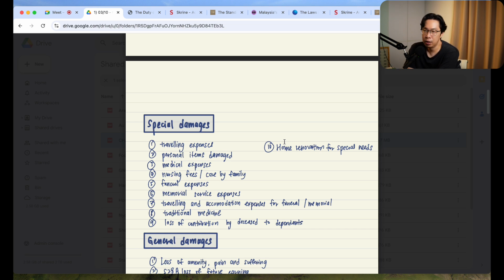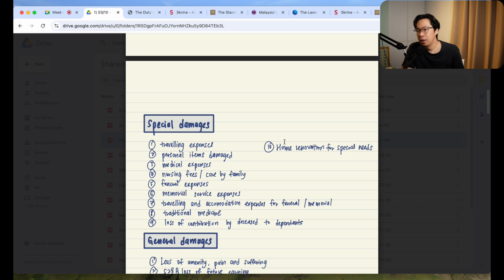Traditional medicines. You were resting at home and then the doctor suggests that, okay, you need to take this Chinese traditional medicine, it is very effective, okay, as has been proven. The cost is maybe you go and buy every week, the total adds up to 20,000. Can you claim the Chinese traditional medicine from the tort visa? Loss of contribution by deceased to dependent. Okay, we look at that as we go along.